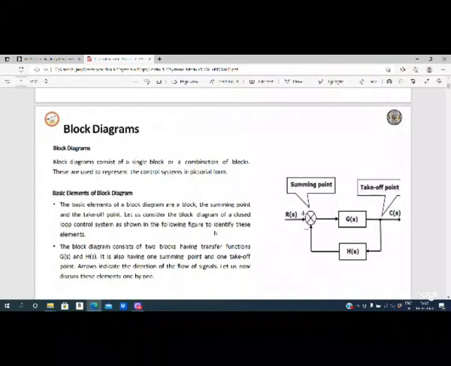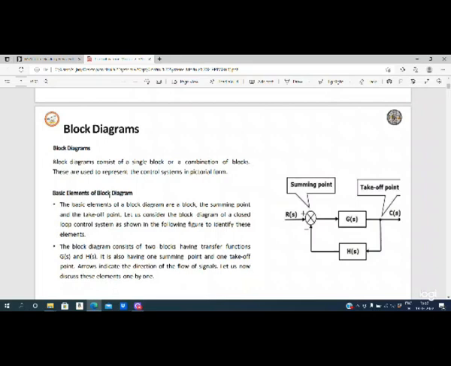So the first concept in this is block diagrams. This picture shows you how exactly the block diagram has to be represented. A block diagram consists of a single block or a combination of blocks that are used to represent the control system in pictorial form. So this is how we are going to do the representation.